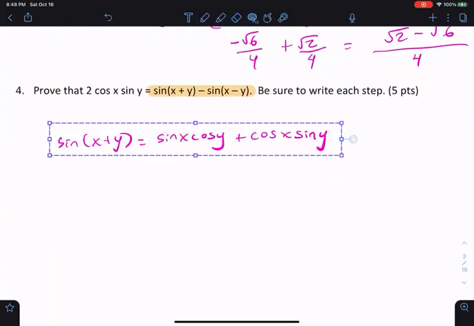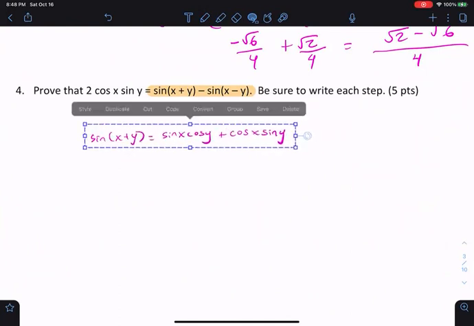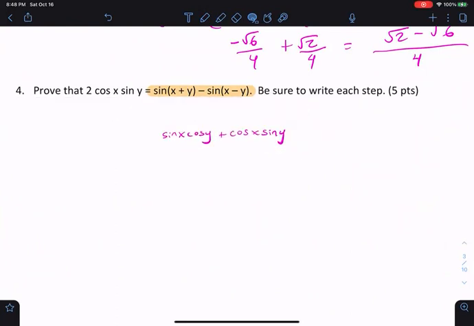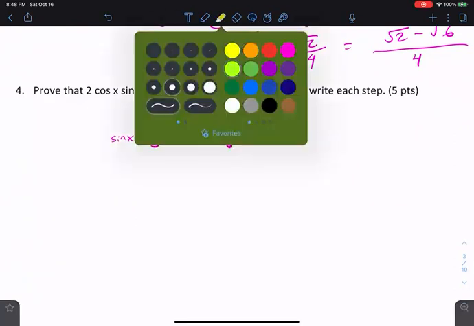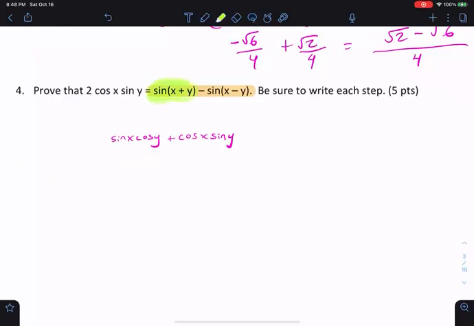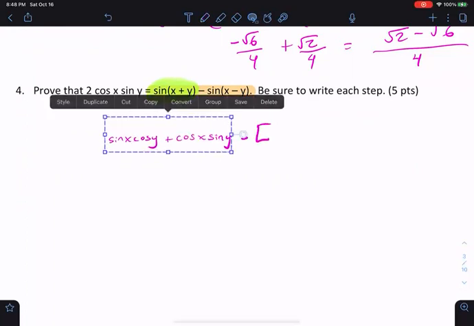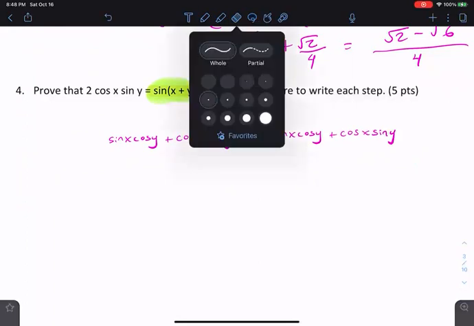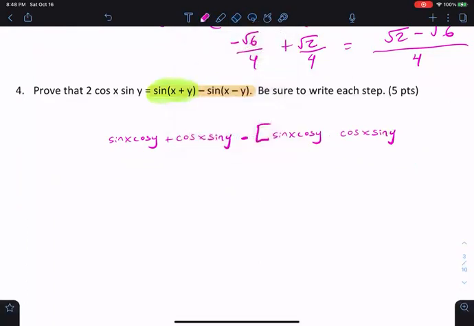Let's see. So I have sine x plus y is the same as this, right? So that's the expansion for the first one. The first one is this one, if you don't know. This is the first one. Okay, and then minus, I have to do the same thing, but with different sign, right? So this is gonna be minus this time, right? So now, same thing.